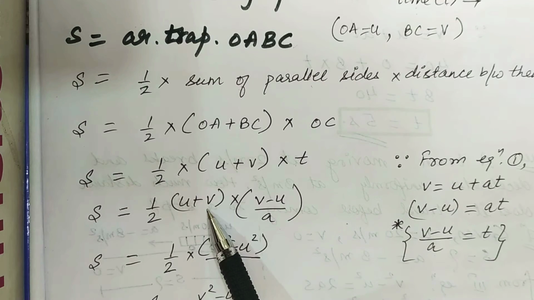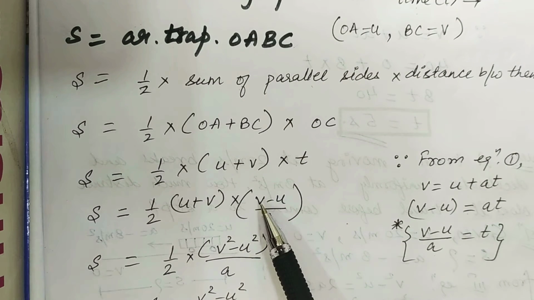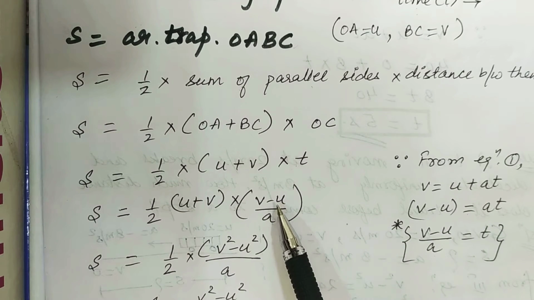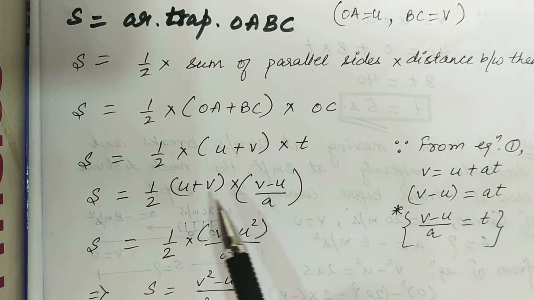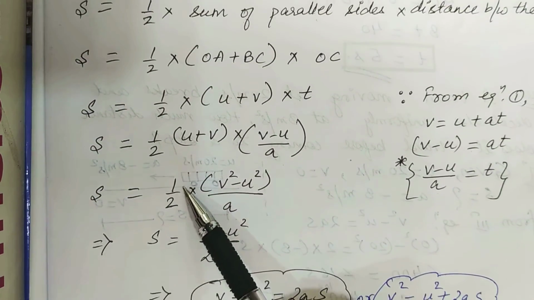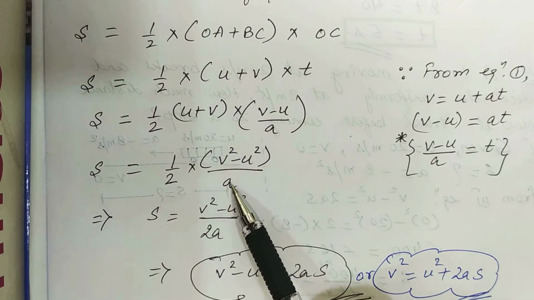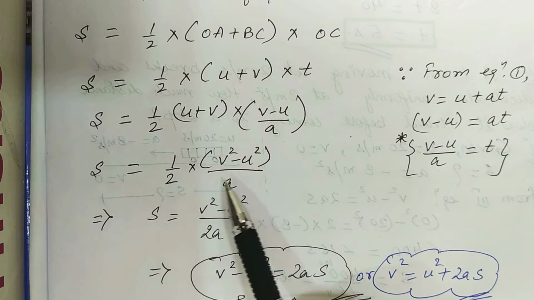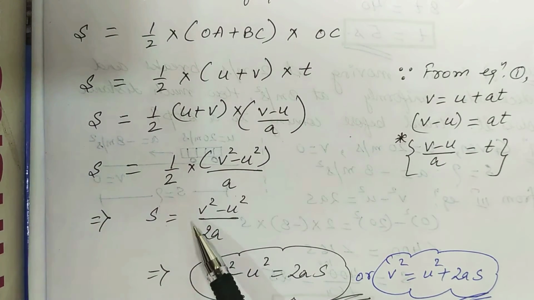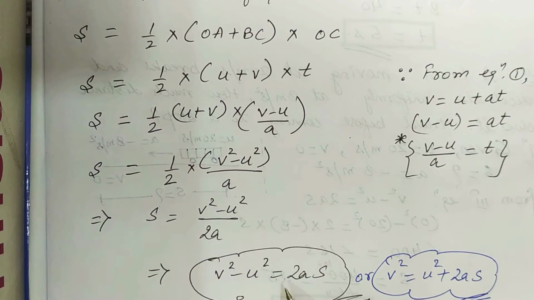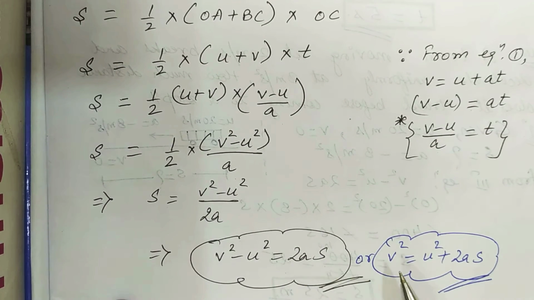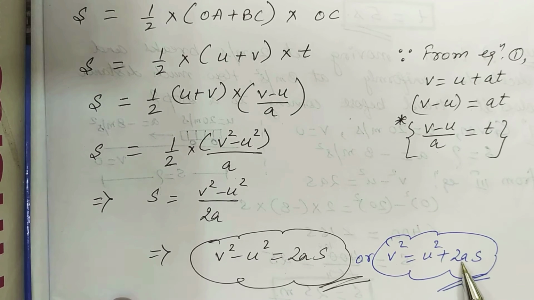So (u plus v)(v minus u). Using (a minus b)(a plus b), which is a square minus b square, v minus u times v plus u can be written as v square minus u square upon a. Half into v square minus u square upon a. Since it is multiplication, we can also write it as v square minus u square upon 2a. Cross multiplying, v square minus u square could be written as 2as. Rearranging, we can also write the third equation in the form v square is equal to u square plus 2as.